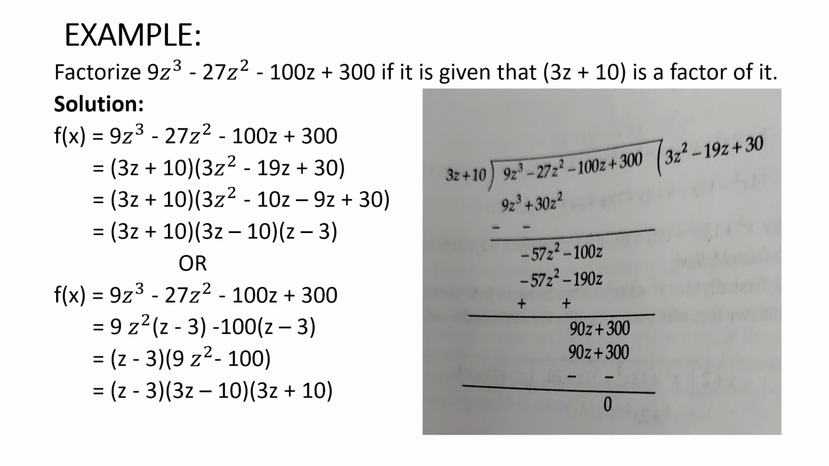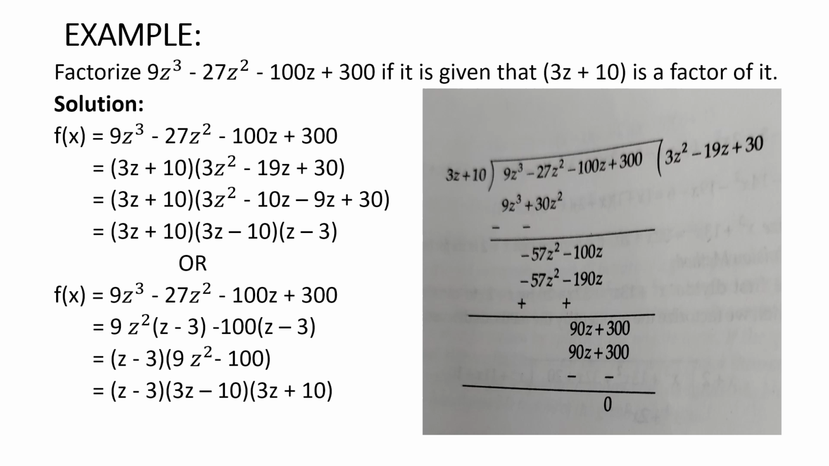So we can say that the other factor is 3z square minus 19z plus 30. So now our polynomial is equal to the first factor 3z plus 10 into the second factor 3z square minus 19z plus 30. Now to get the two factors from the other factor, you can just use our factorization technique. 30 into 3, you can write it as 10 into 9. So by factorization, you get the three factors 3z plus 10, 3z minus 10 and z minus 3.